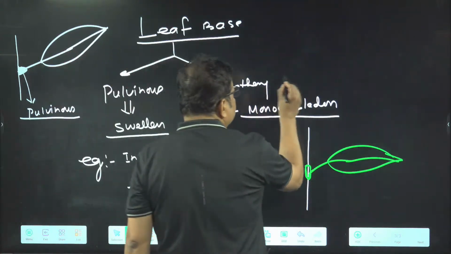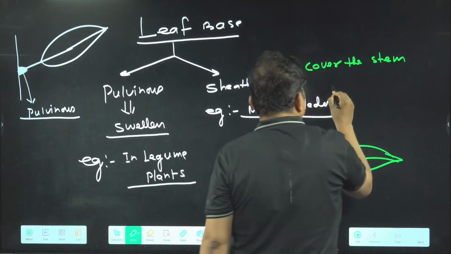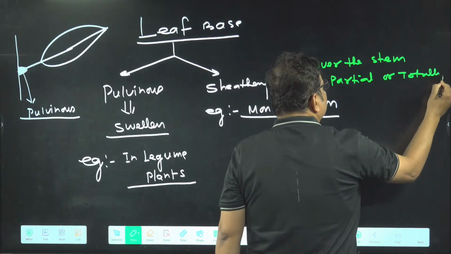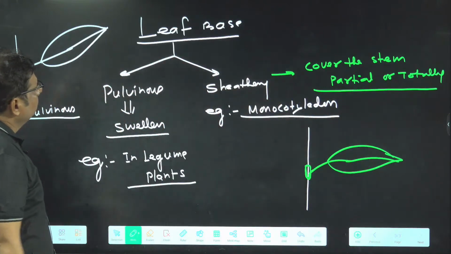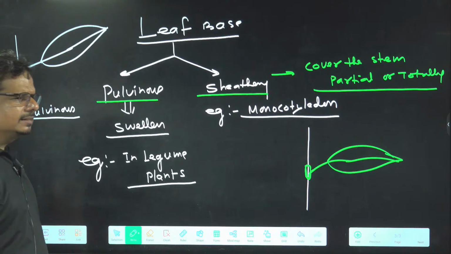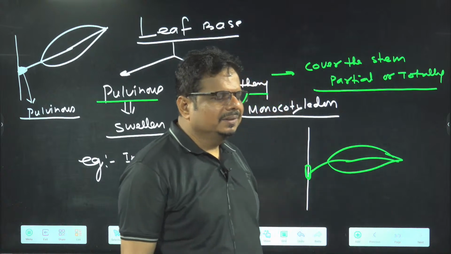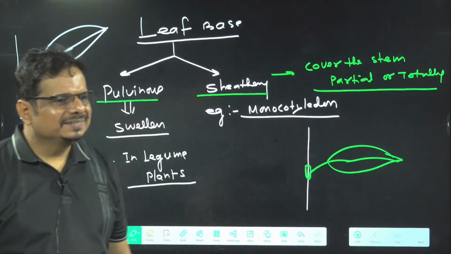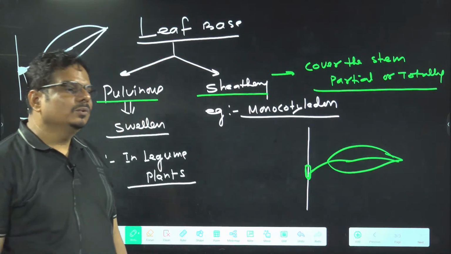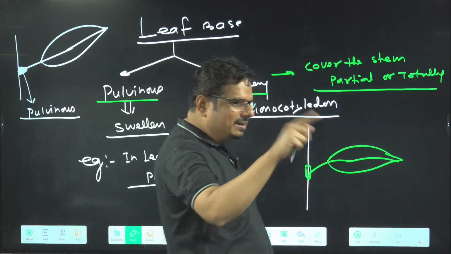So this sheathing leaf base covers the stem partially or totally. Are you getting the idea? So there are two types of possible leaf base here according to NCERT. We are just dealing with NCERT. Getting the idea? Is it all right? In banana, you tell me which kind of thing is there. You have seen the base of the leaf of the banana? Next time when you see it, observe it and tell me. You observe the banana leaf next time and tell me how it is covering.